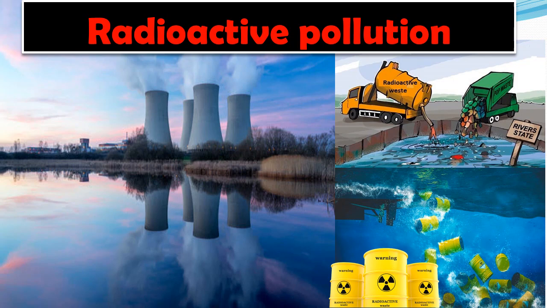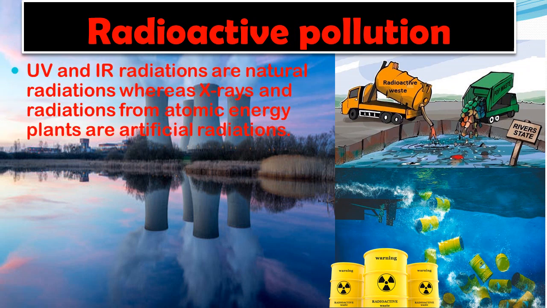Okay, now next let us describe radioactive pollution. So first of all, what is radioactive pollution? This is pollution due to nuclear reactions which harm living species and the environment. This is called radioactive pollution. And UV and IR, UV means ultraviolet and IR means infrared radiations, are natural radiations, whereas X-rays and radiation from atomic energy plants are artificial radiation. So radioactive pollution can occur due to two reasons, natural and artificial.